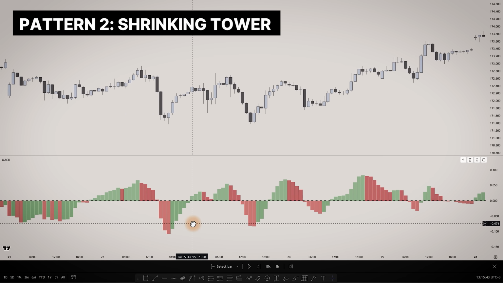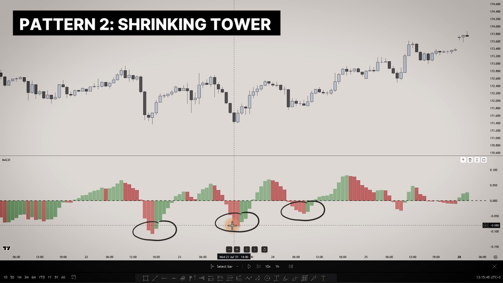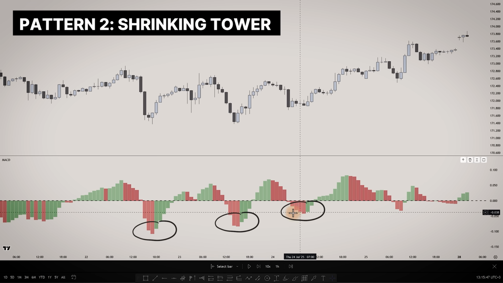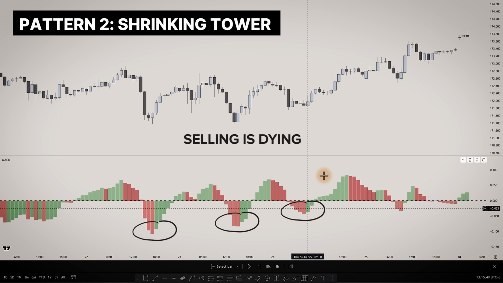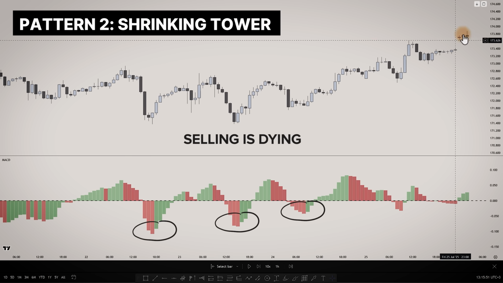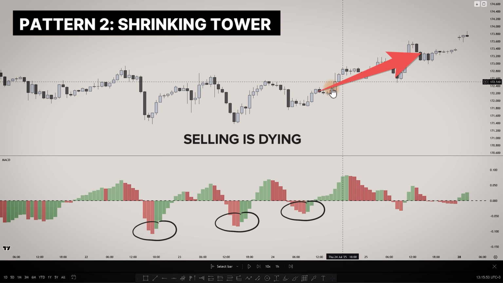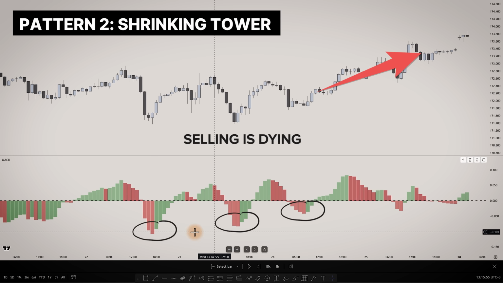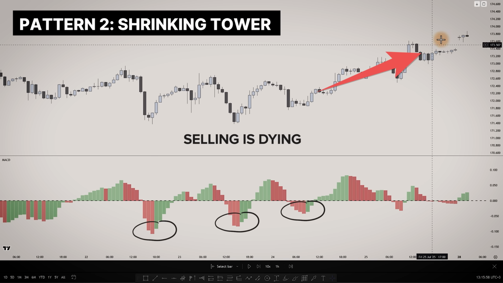Second pattern, the shrinking tower. Look at these bars getting smaller and smaller. Red bar shrinking means selling is dying. Green bar shrinking shows that buying is exhausted. The move is running out of gas.